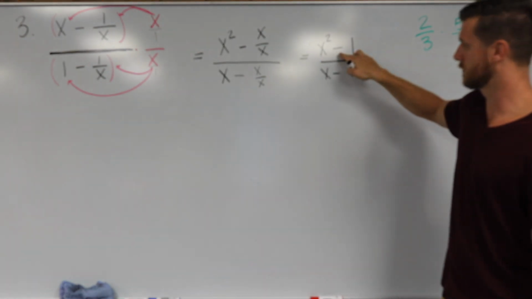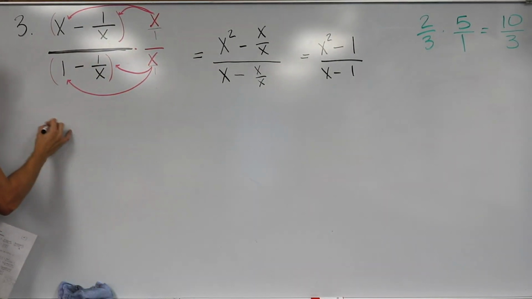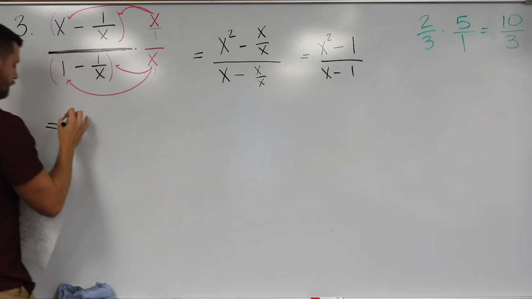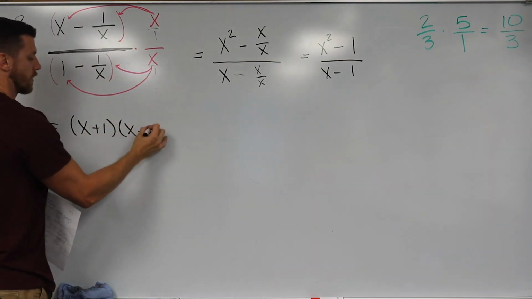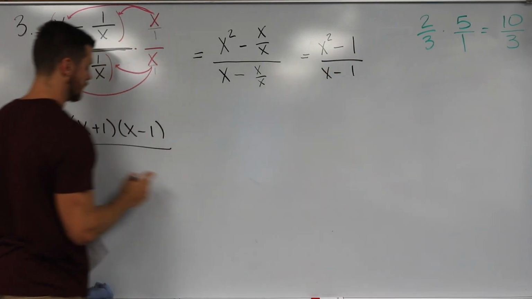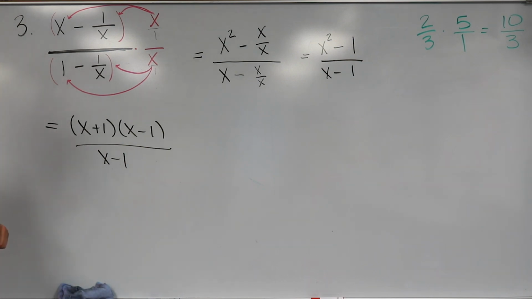That's factorable. Alright? So I like to come back over here, just to make myself neat. X squared minus 1. That's x plus 1, x minus 1. Difference of squares. Divided by x minus 1. Don't forget all that stuff in the denominator. Worked really hard for that.